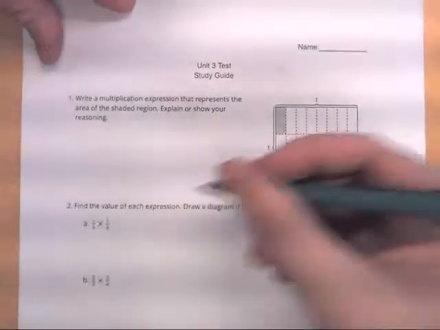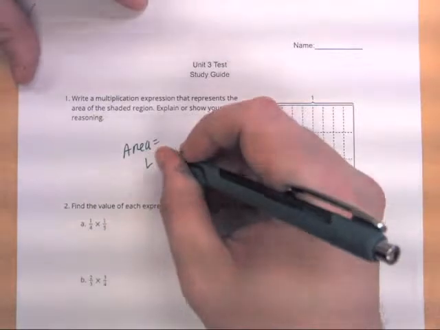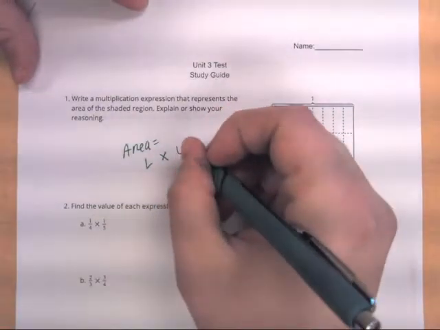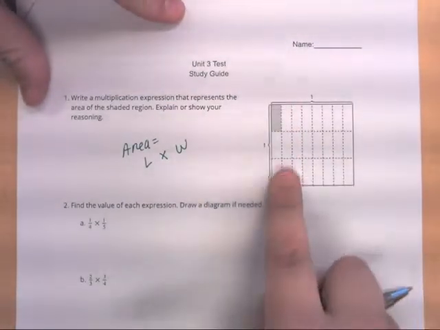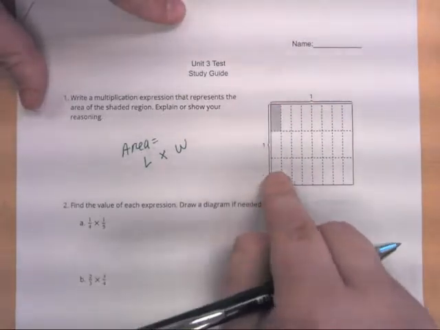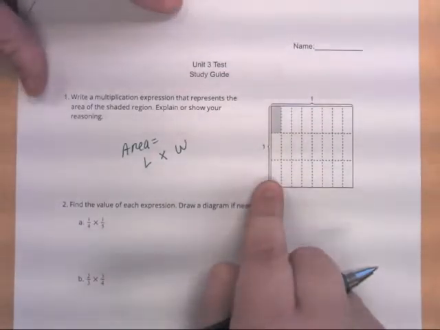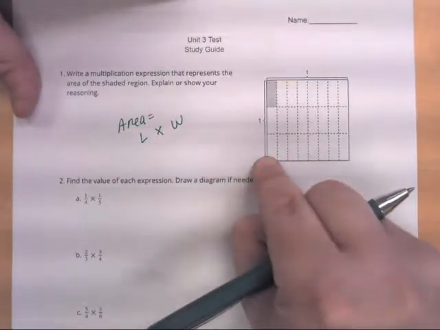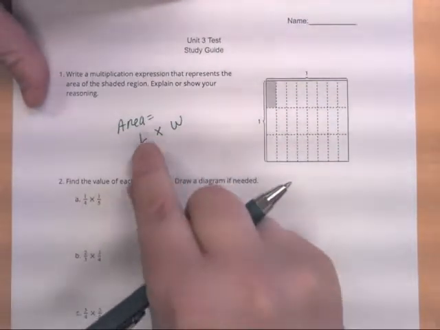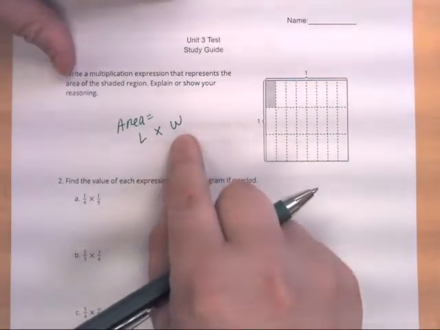I always like to use the area formula as a reference when we talk about these types of problems. The area formula requires us to multiply the length of a rectangle by its width. If we look at the dimensions of this rectangle, we see that it is a square. So each side is one whole in length, and we can go down one side to determine the length, and across the top to determine the width.